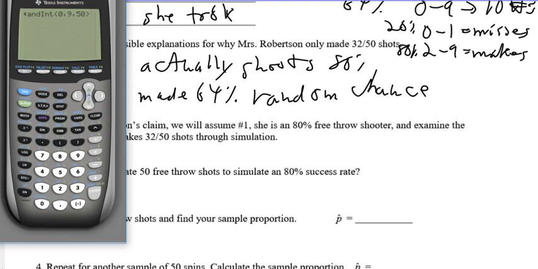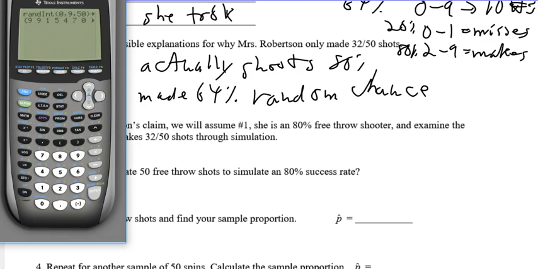Now, we don't hit enter, we're going to hit the store button down here above on. Store. The store gives us an arrow. Okay? We're going to store it in L1. Now, how do we do that? L1 is above 1, but it's in blue. So we're going to hit second 1, which tells it L1. Now we hit enter.